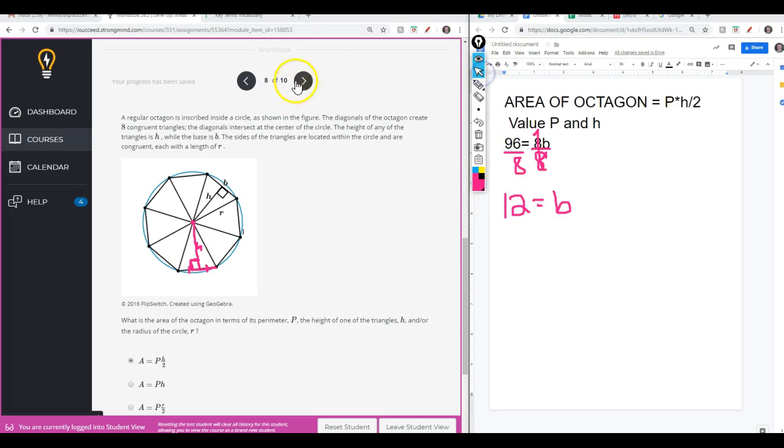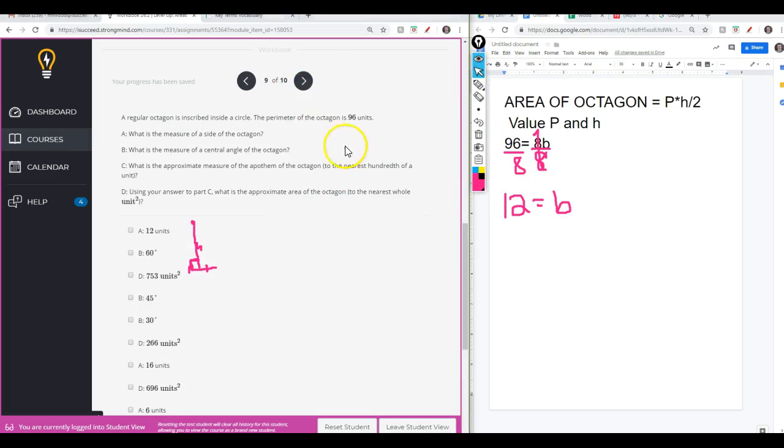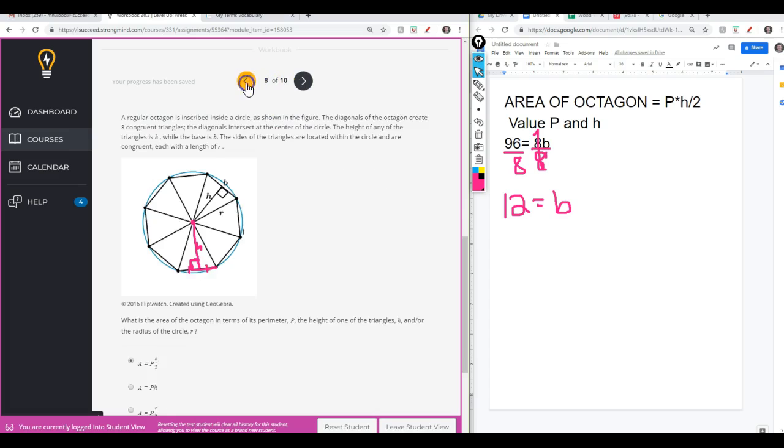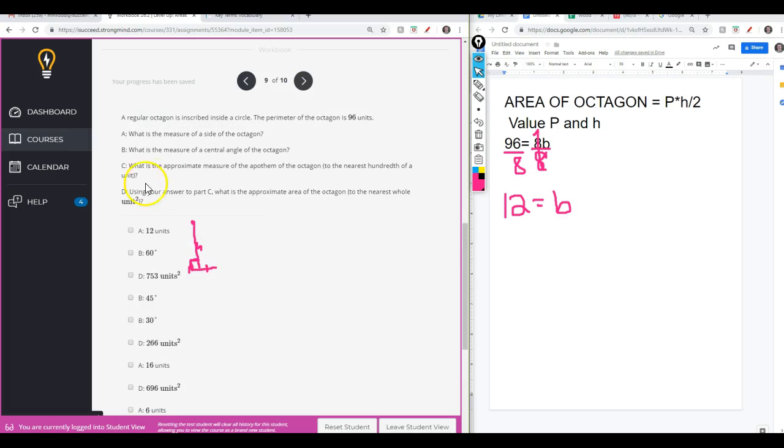So now I know the value of the base. Then, what is the measure of the side of the octagon? The side of the octagon, which was represented by b, the value we found our perimeter from, is 12. So for A, it is 12 units long.